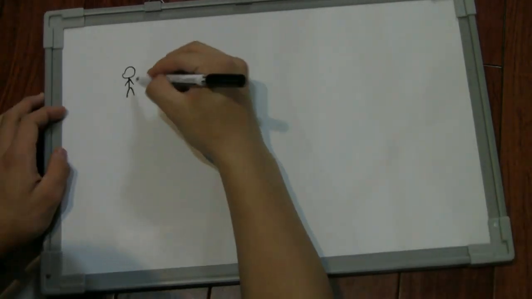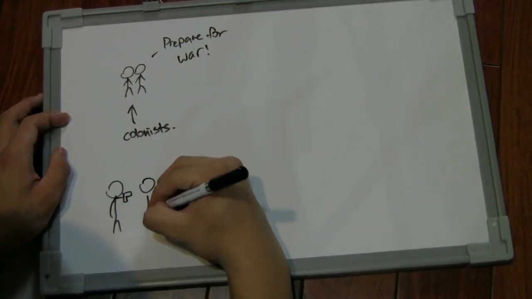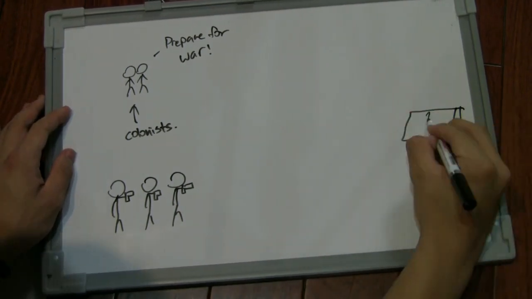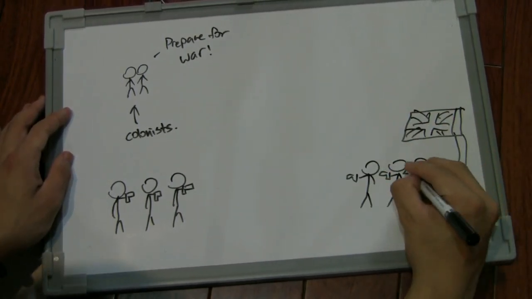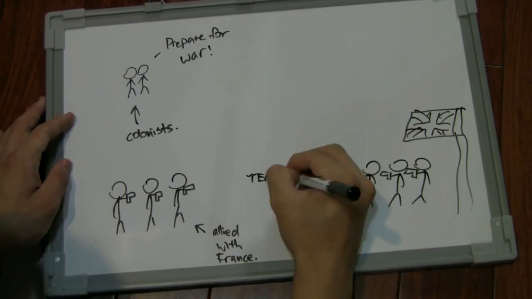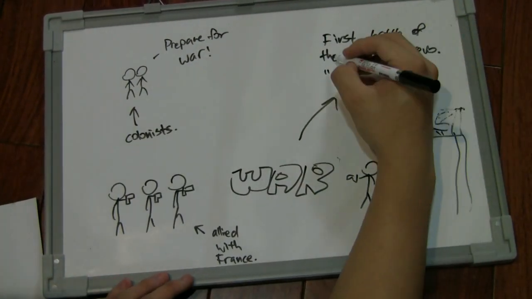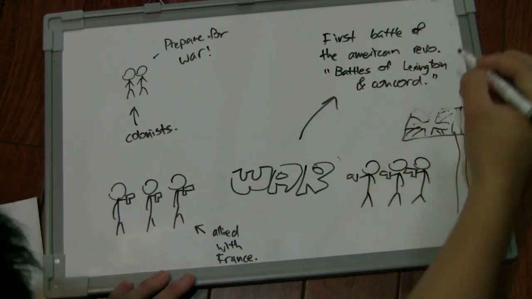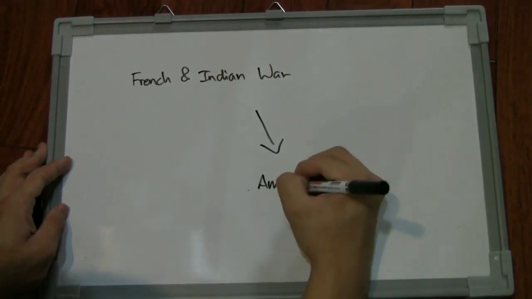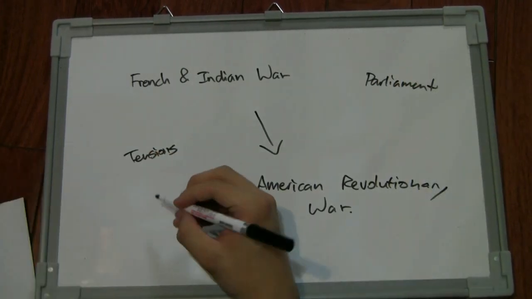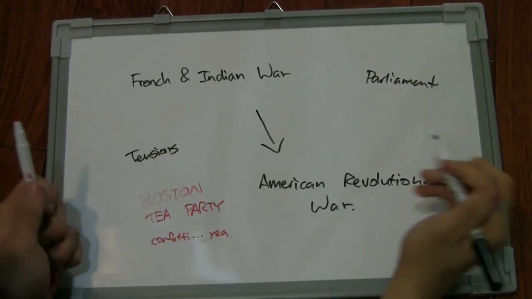The colonists began to take up arms and prepare for what they felt was an inevitable battle with the oppressive British army, which eventually led to the first battle because tensions broke. The battles of Lexington and Concord, which were the first battles of the American Revolutionary War. This is how the French and Indian War eventually led to the American Revolutionary War.